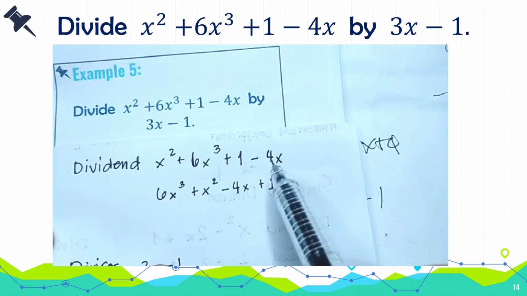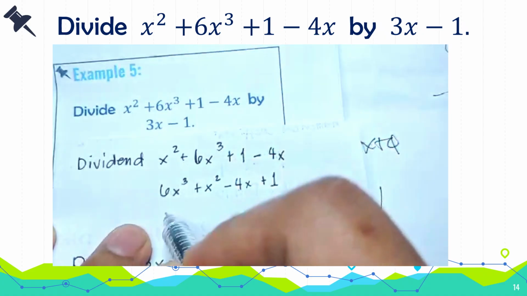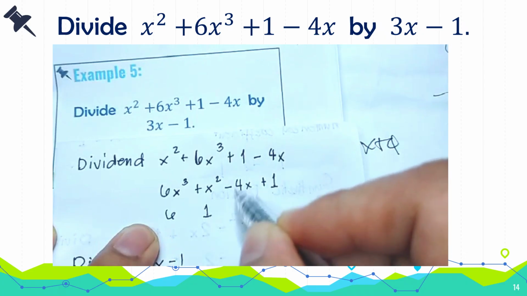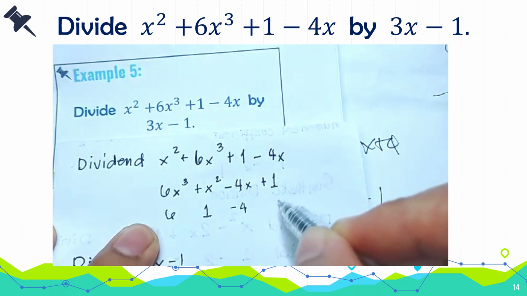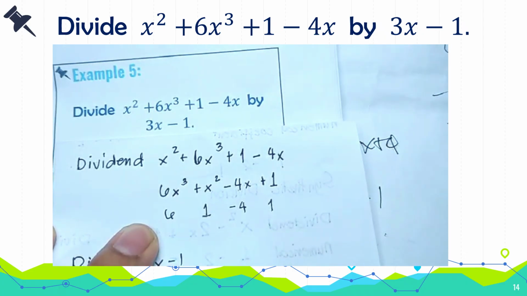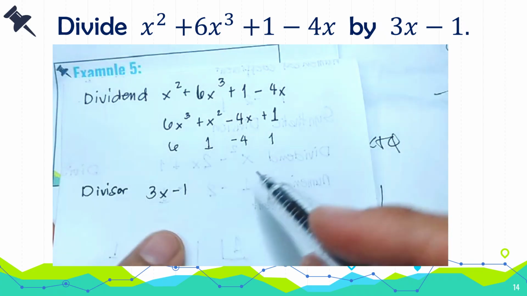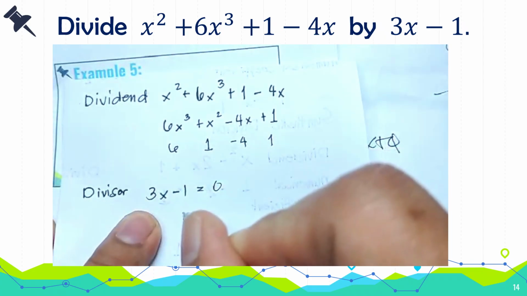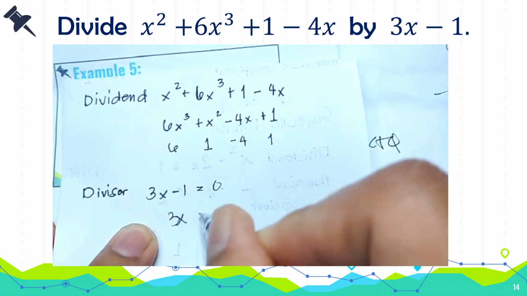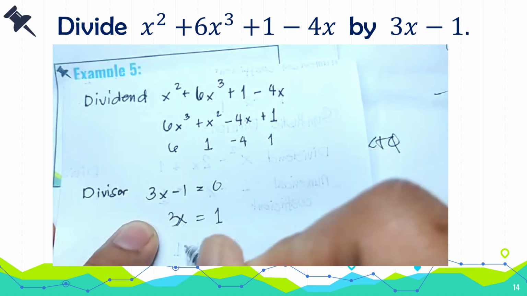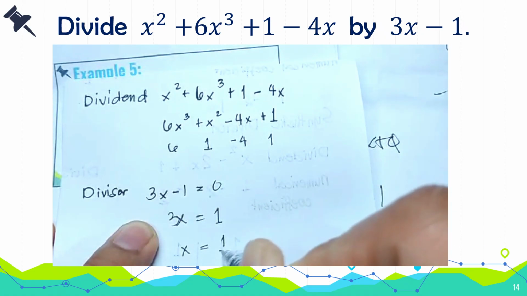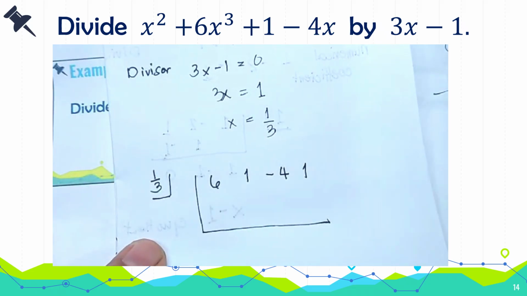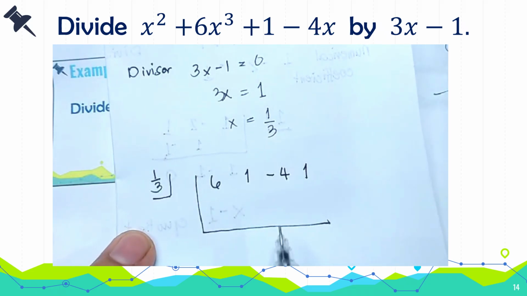Now let's identify the numerical coefficients. We will have 6, positive 1, negative 4, and the constant 1. For our divisor, 3x minus 1 equals 0, we do it this way. 3x is equal to positive 1. x is equal to 1 over 3. Our divisor. Now let's proceed with the synthetic division.